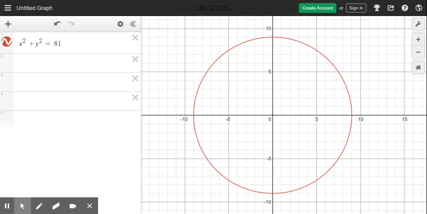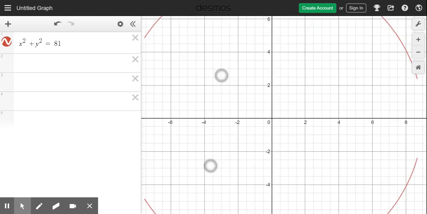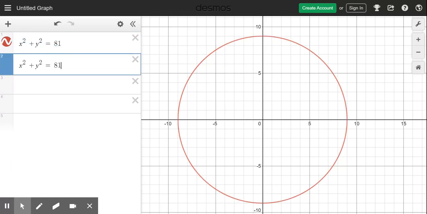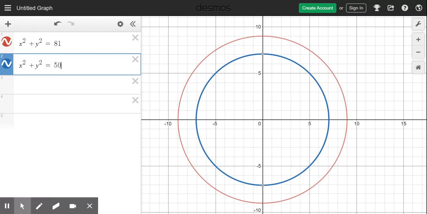Just to recap, if you have the equation x squared plus y squared equals whatever, you are always going to have a center at 0, 0, and the circle will be centered at 0, 0. So let me just copy and paste that equation. I'm going to change what it's equal to, let's say 50. So notice again, the circle is smaller, still centered at 0, 0.